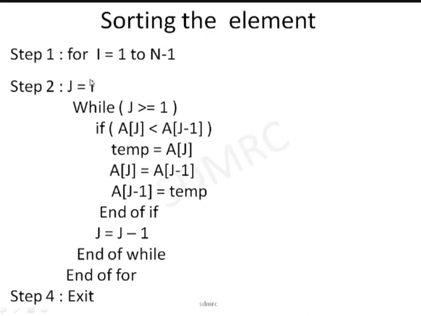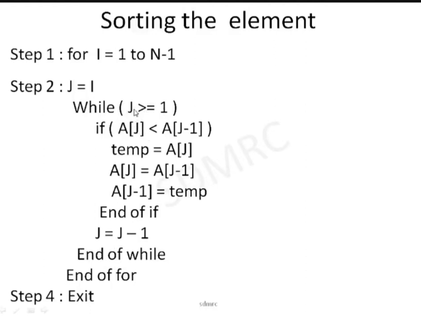J is equal to I. And I told you how long you are going to repeat the comparison: until j is greater than or equal to 1. When j was 2, we had a comparison. When j is equal to 3, we had a comparison. When j is equal to 1, we had a comparison. But when j becomes 0, we'll terminate the loop.